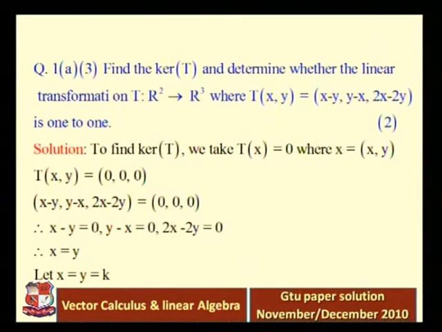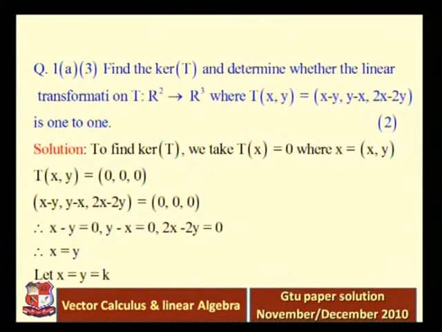Next question, question 1a, third part. Find the kernel of T and determine whether the linear transformation T from R2 to R3, where T of (x, y) is equal to (x minus y, y minus x, 2x minus 2y), is 1 to 1. Now solution.